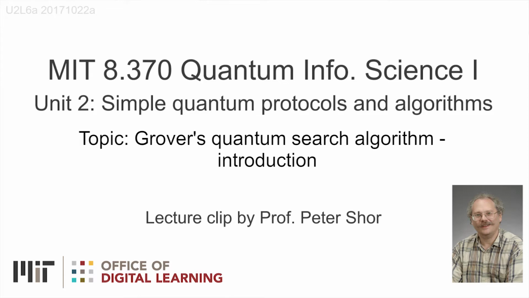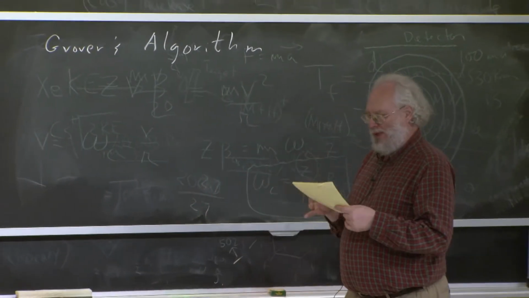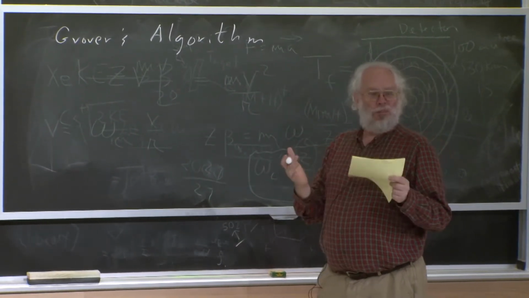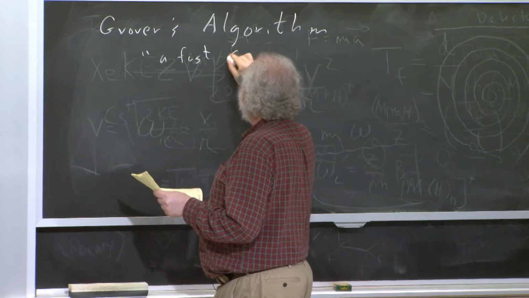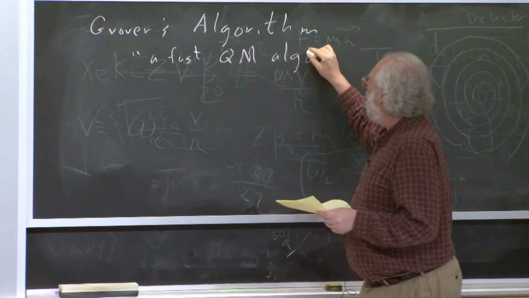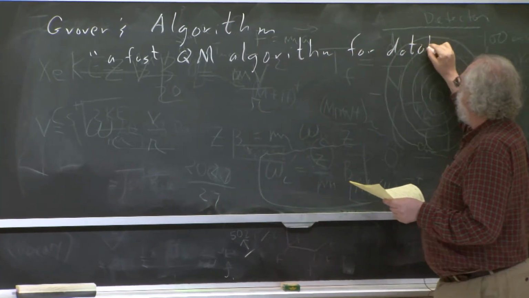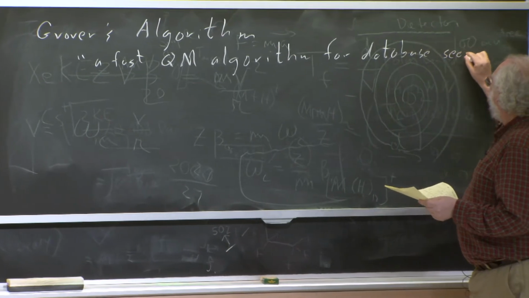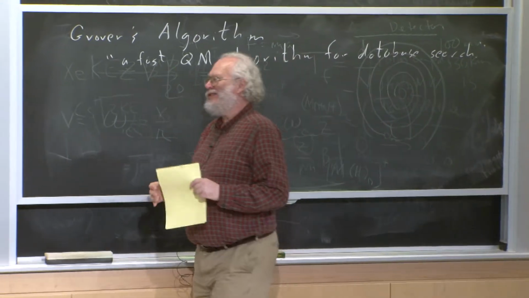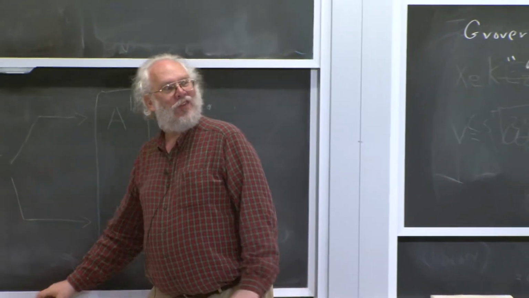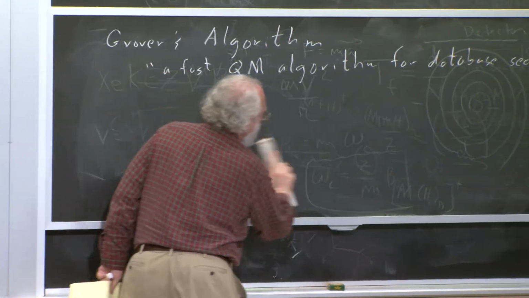Okay, so today we're going to talk about Grover's algorithm. It first appeared in something like 1995, in a paper titled "A Fast Quantum Mechanical Algorithm for Database Search," which is a title that sells the usefulness of the algorithm short. In other words, this was probably the wrong title for the paper.